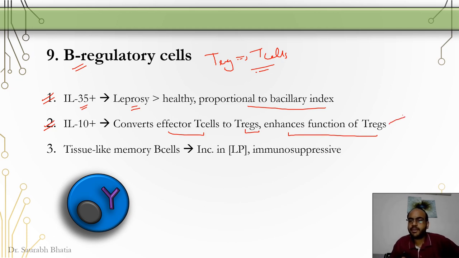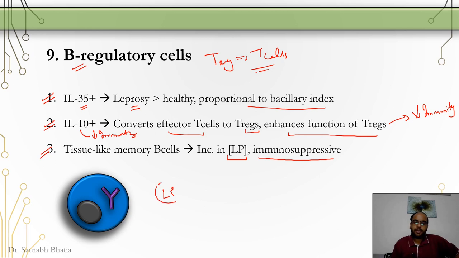Now, what is the function of T regulatory cells? Decrease immunity or suppress immunity. What is the function of IL-10? Decrease immunity, suppress immunity. Okay, so by the action of B regulatory cells, we are developing lepromatous pole. The third type is tissue-like memory B cells. These are also increasing lepromatous pole. So remember that the tissue-like memory B cells are also immunosuppressive.